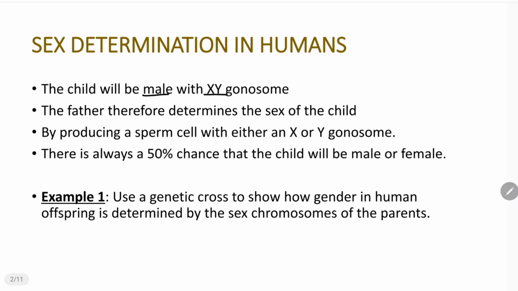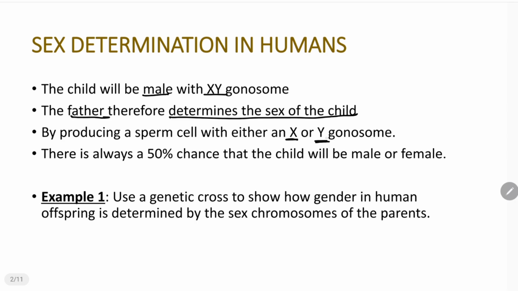So with this in mind, we can therefore say the following statement. The father determines the sex of the child. It is the father that determines the sex of the child. That is simply because the father is the one that produces a sperm cell with either an X chromosome or a Y chromosome. If the sperm cell of the father has got an X chromosome and fertilization occurs with the ovum, then the baby is going to be female because she's going to have XX chromosomes.